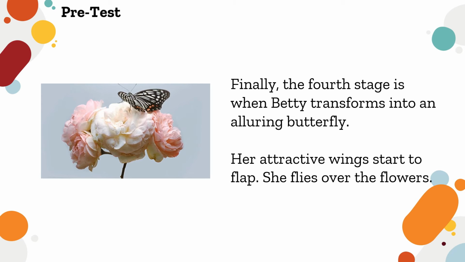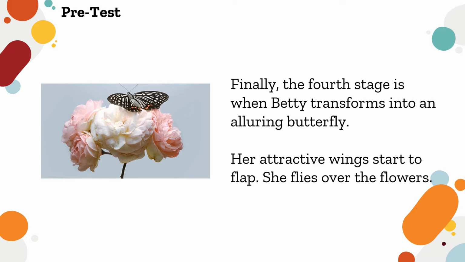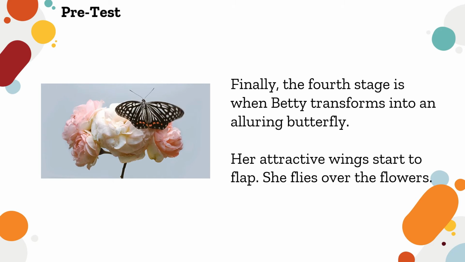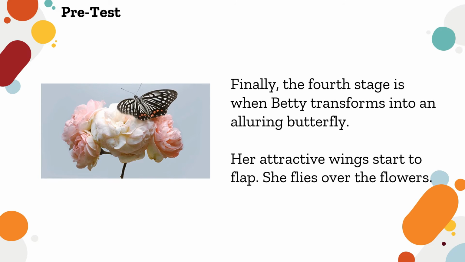Finally, the fourth stage is when Betty transforms into an alluring butterfly. Her attractive wings start to flap. She flies over the flowers.